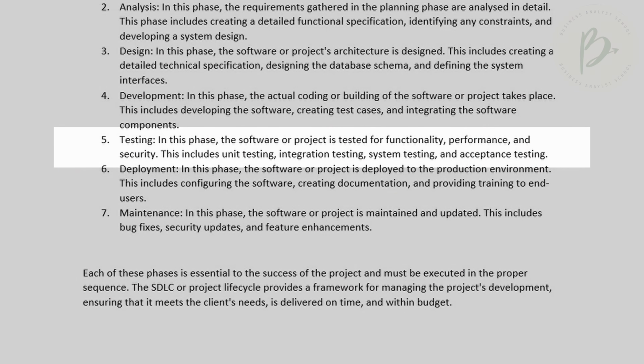Now, the 5th stage is the testing stage. This is where the project is tested for the functionalities that have been implemented in the development stage. We're also testing the performance and the security. This is where our non-functional requirements are tested. So this will include your unit testing, integration testing, your system testing, as well as your acceptance testing.